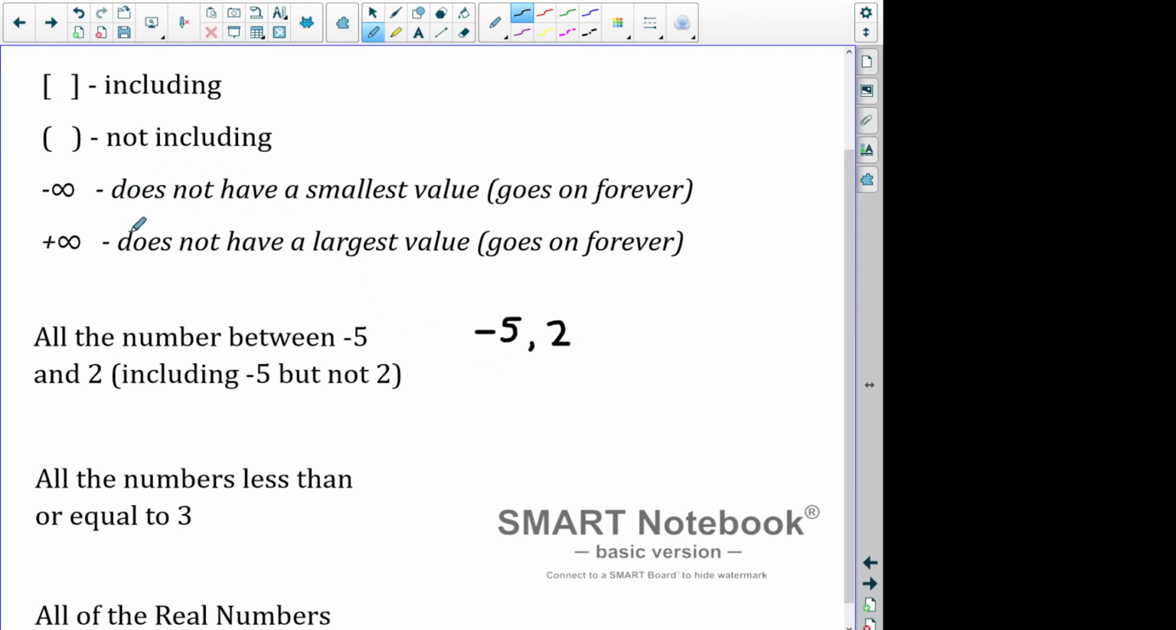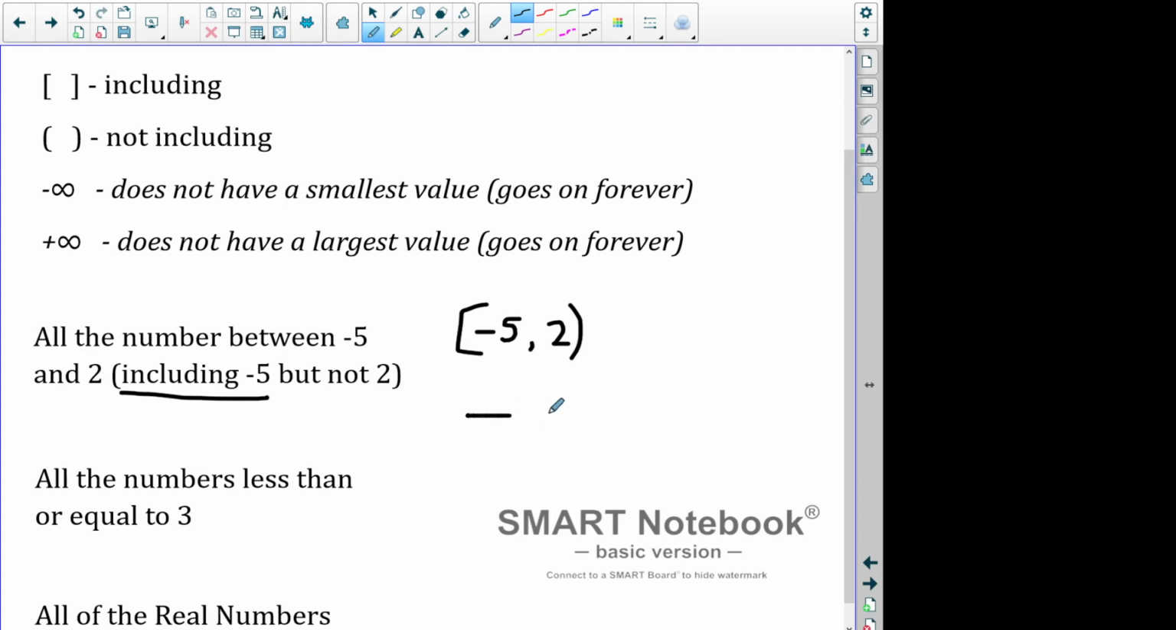And then we would decide what kind of brackets we need to put on those. So right here it says that it can include -5. So if it includes -5, I want to put a square bracket on that. But it does not include 2. So it can go right up to 2 but not be equal to 2. And so we would put a round bracket on there.